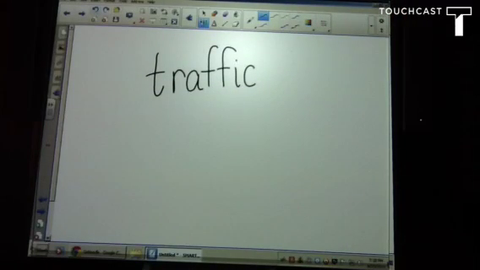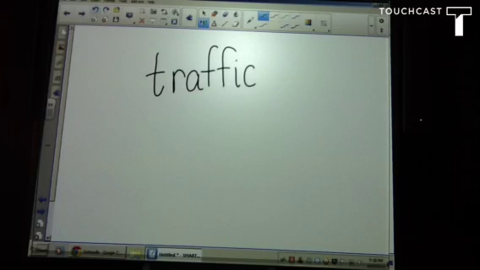How many vowels does this word have? 2. What are they? A and I. Good. Do you remember what a syllable is? Yes. What is it? It's the parts of the word. Okay. What's special about each part of the word? It's apart from the other parts. A syllable is a word part containing one vowel sound.